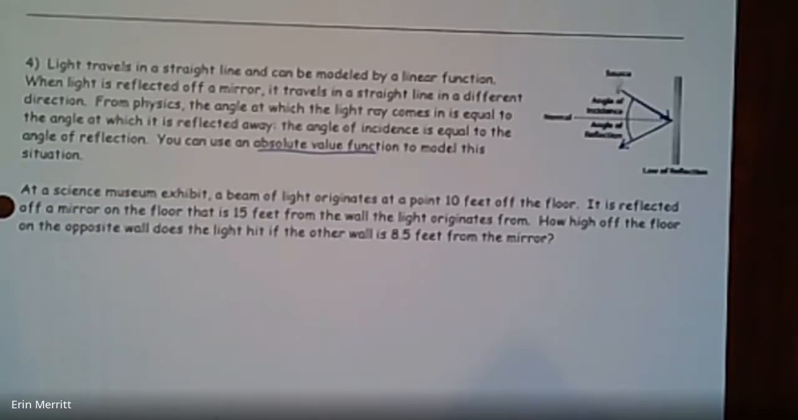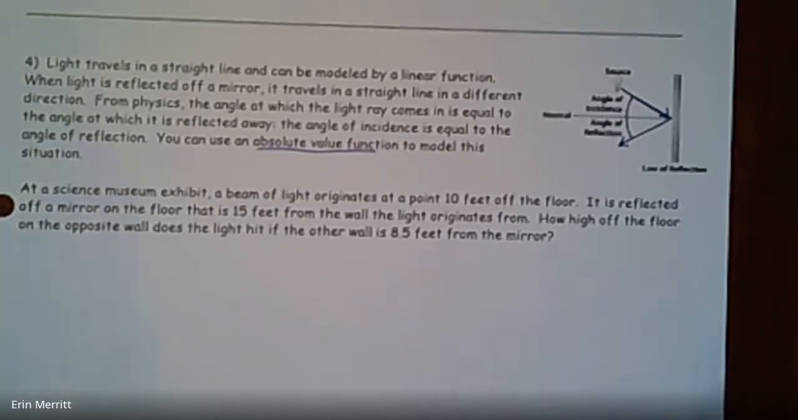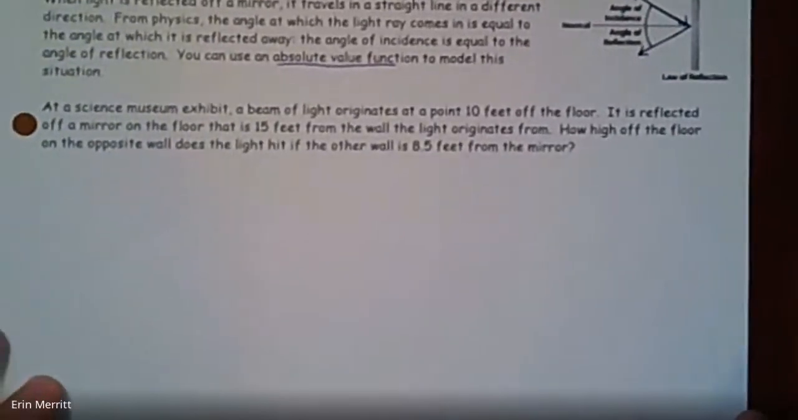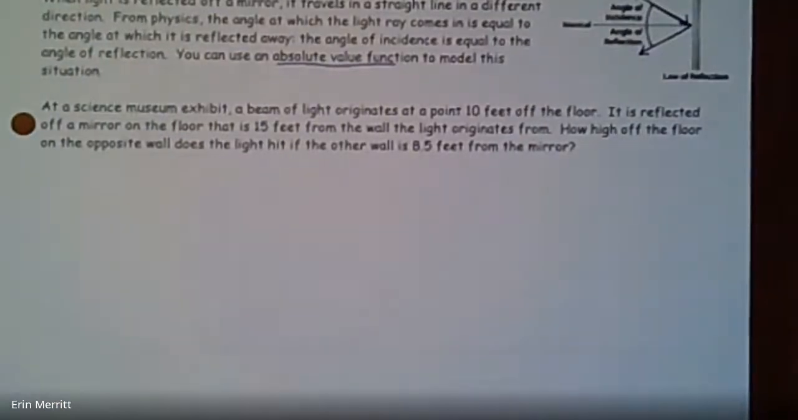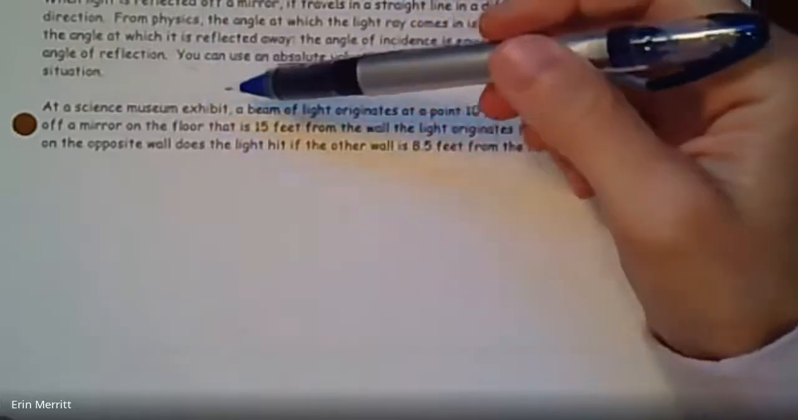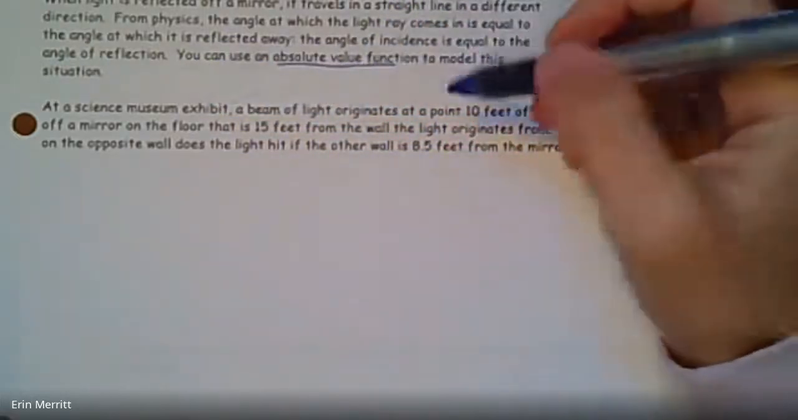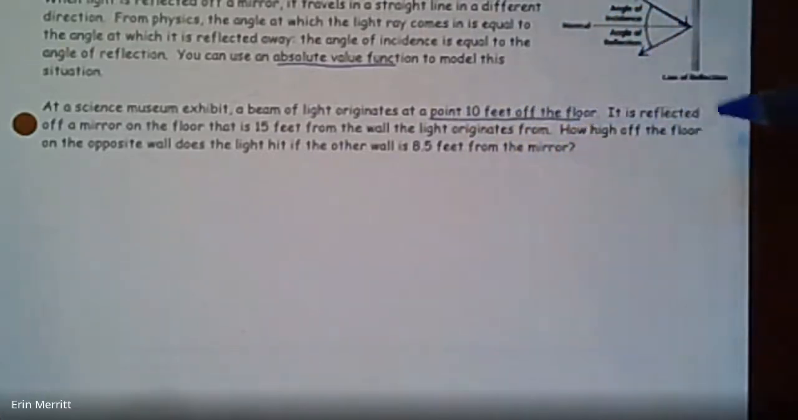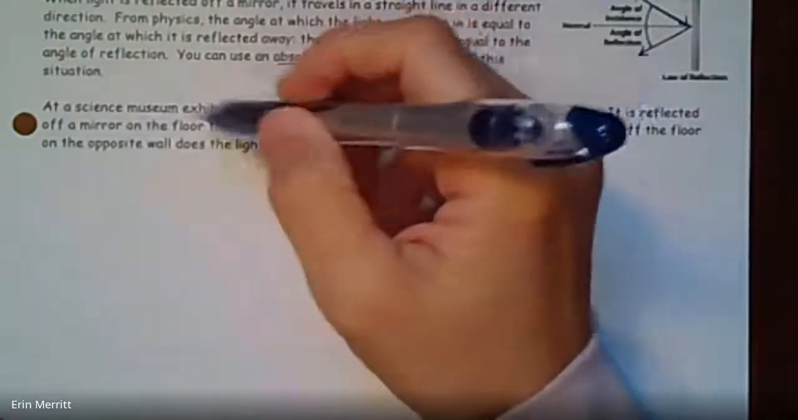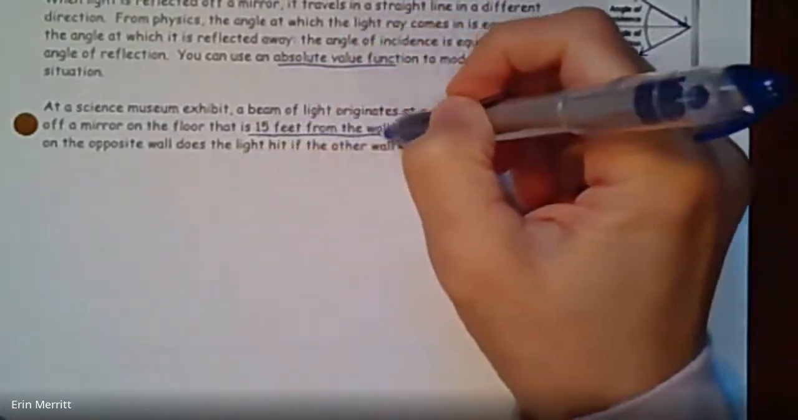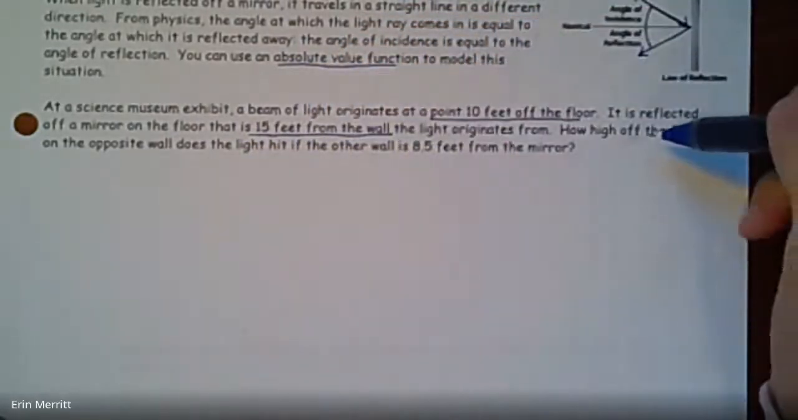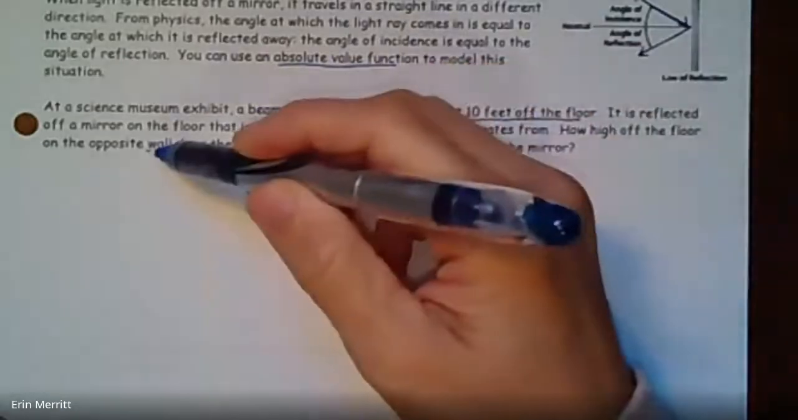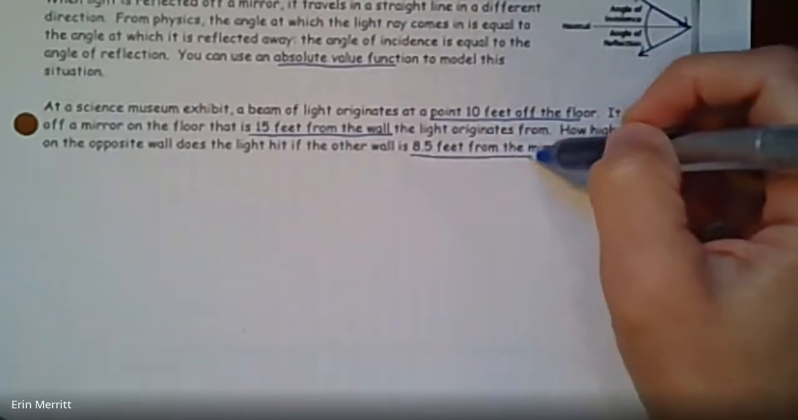Okay, that's a lot of stuff going on. You really need to draw a sketch to understand what is happening with this problem. To be able to draw a sketch, reread it and underline any important details. At the science exhibit, a beam of light originates at a point 10 feet off the floor. It's reflected off a mirror on the floor that is 15 feet from the wall that the light is on. And then how high off the floor on the opposite wall does the light hit if the other wall is 8.5 feet from the mirror?